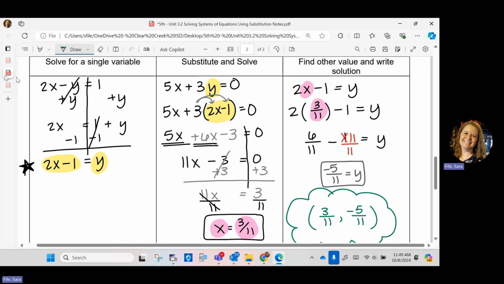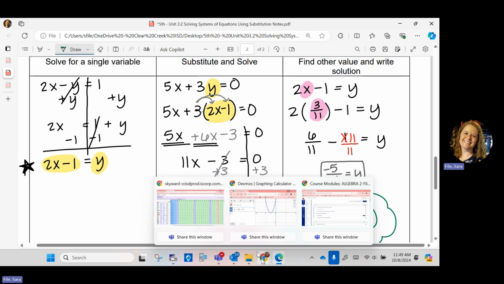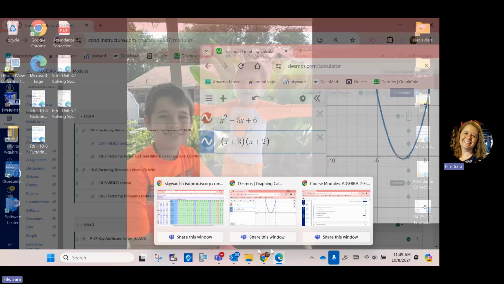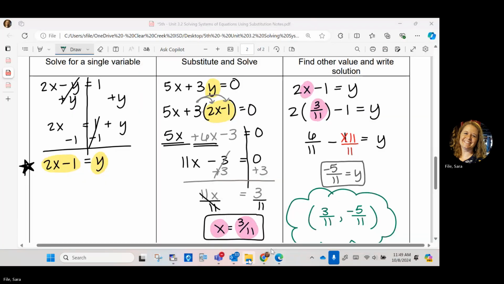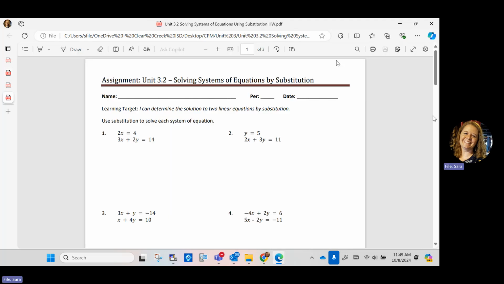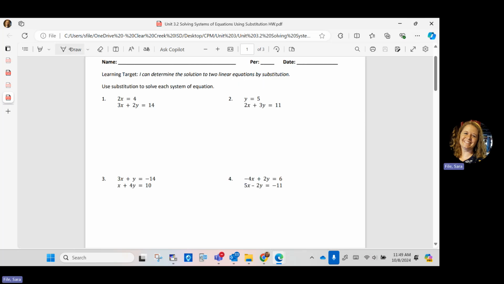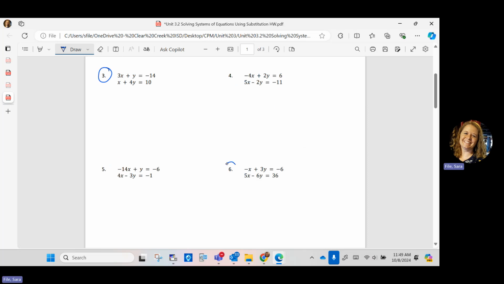Okay, so in the practice assignment, let me pull it up here. I will tell you which problems we're going to do. Don't do more than you need to. All right, so I'll pass this out, but let me circle on here what you're going to do. You're going to do 2, 3, and 6 on the front.